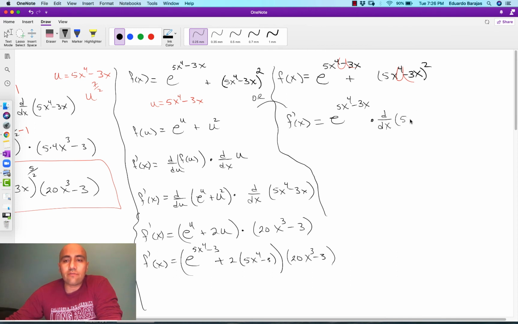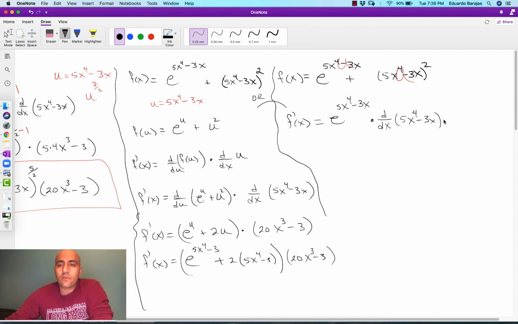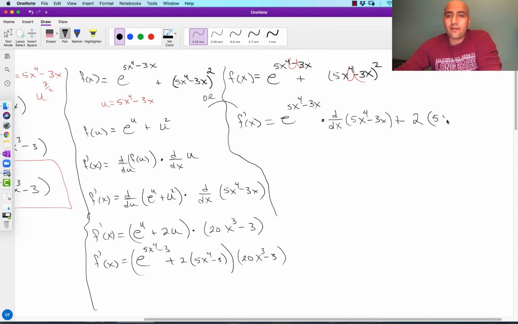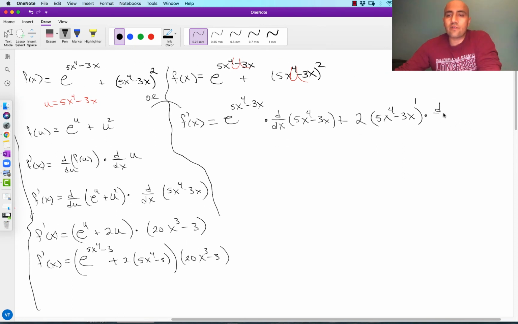So times the derivative with respect to x of 5x to the fourth minus 3x, plus, now once again I'm going to pretend this is a single letter, u to the second power. We know the power rule tells us that that's just going to be 2 times 5x to the fourth minus 3x raised to the 2 minus 1, which is just going to be 1, times, and once again, we got to pay the price for pretending it was a single letter. So that's going to be times the derivative with respect to x of the 5x to the 4th power minus 3x once again.